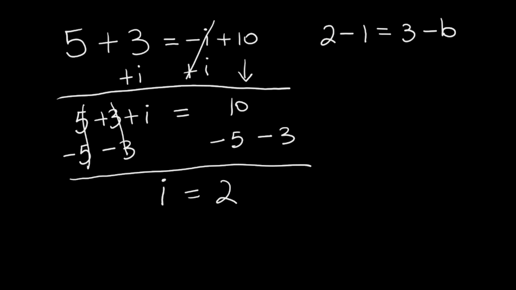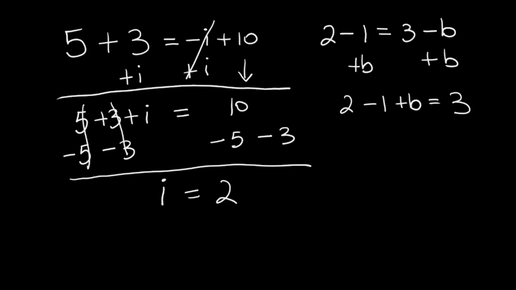And also, let's take a look at this equation. So we do the same on this side, where we add b, which is the opposite of this operation, and we also need to add b on this side. So this becomes 2 minus 1 plus b is equal to 3.